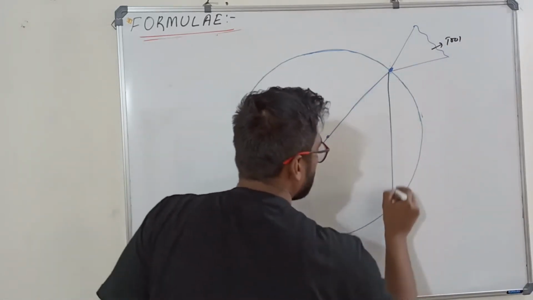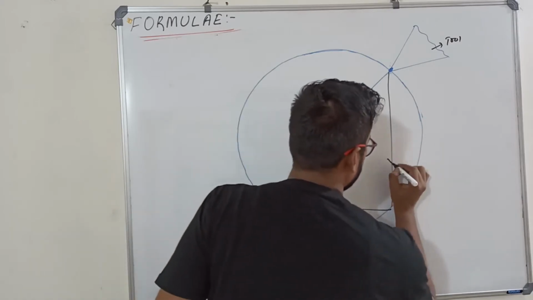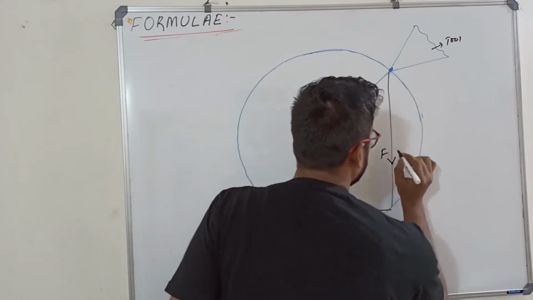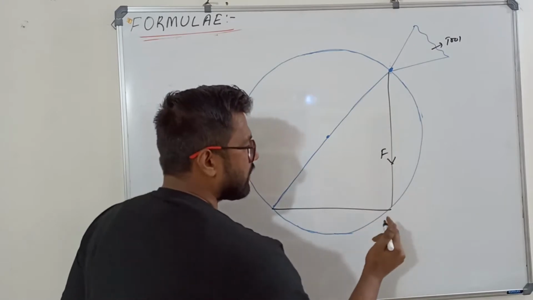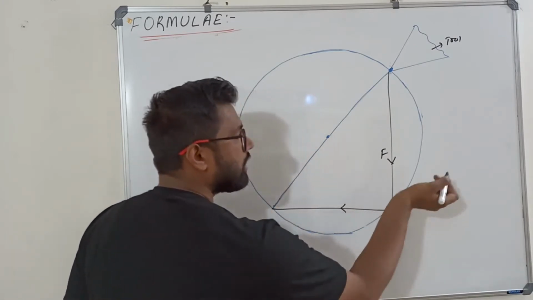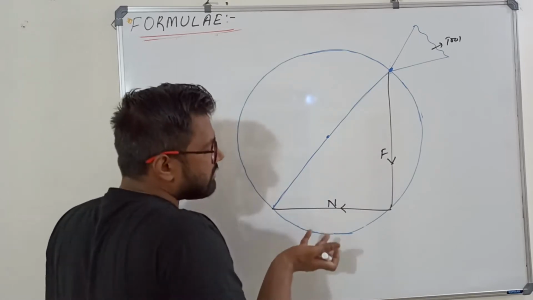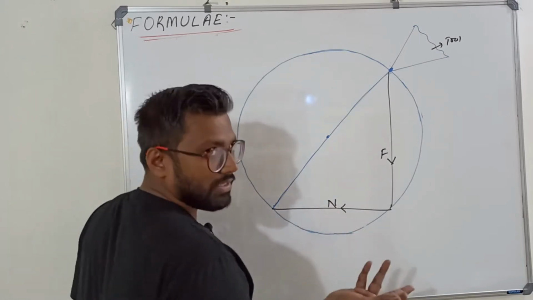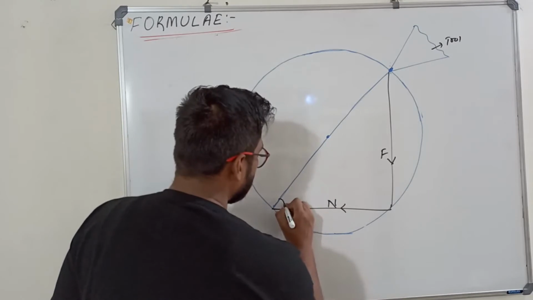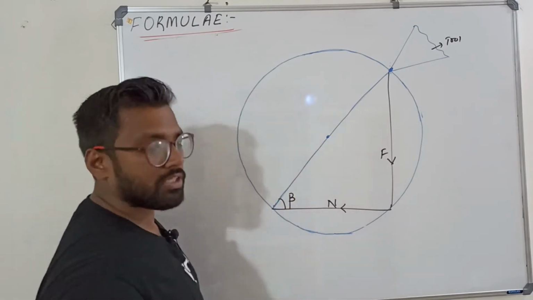Now how am I going to direct? See this. This is your force F. Which force, sir? F is the frictional force. And what is the normal force with respect to your frictional force? That is my normal force only. We write it N like that. So what is the angle between them? Sir, beta. Beta is the friction angle.